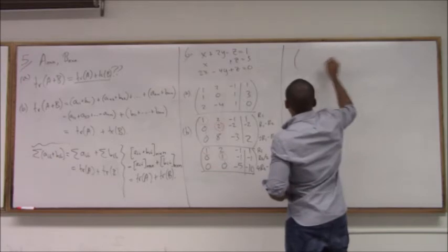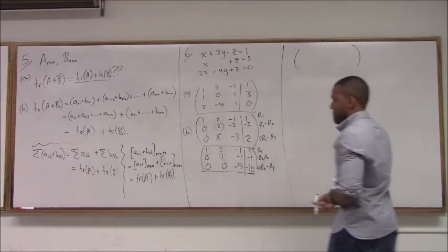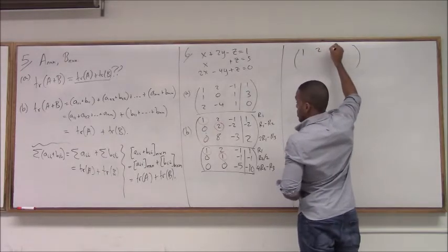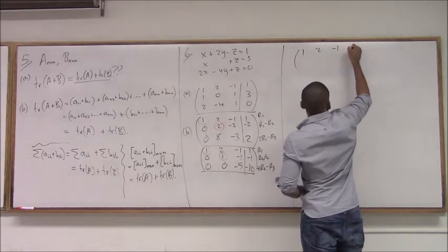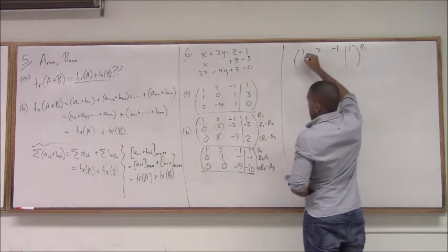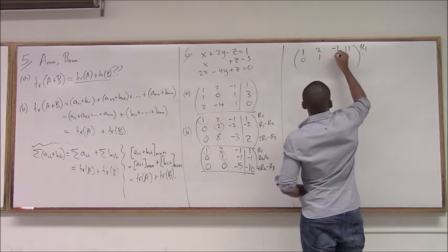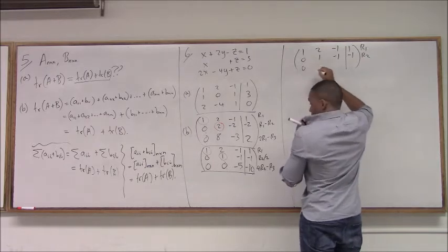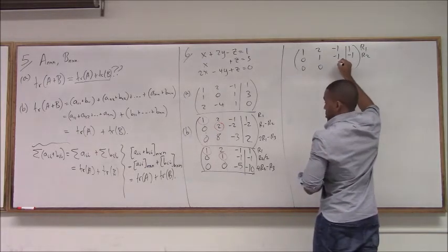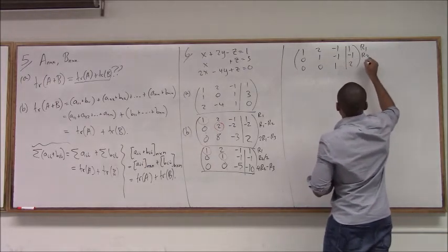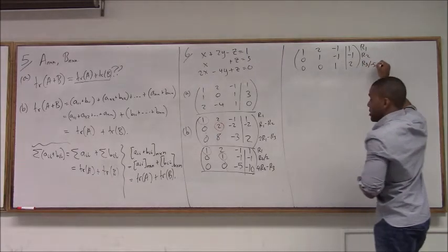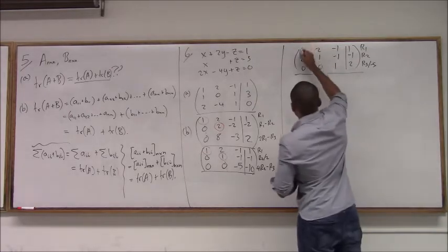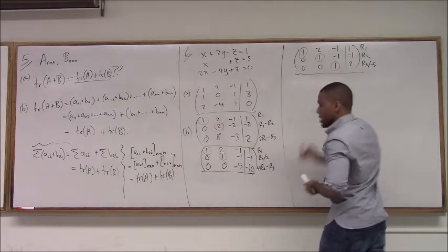Okay, so what's the next step here? Divide by negative 5. I divide by -5. So that's 1, 2, -1, 1. That's my row 1. Here I have 0, 1, -1, -1. That's my row 2. I have 0, 0, 1, 2. And that's my row 3 divided by -5. Okay? So now I've established all 3 pivots. So I'm currently in row echelon form.